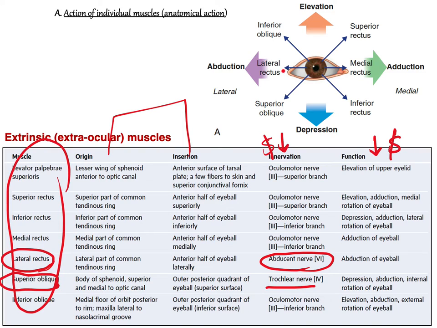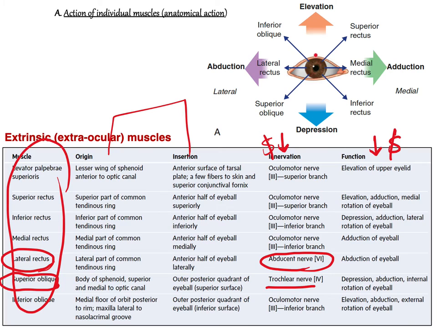I will give you rules, right? So the recti muscles are very simple. For example, you have the medial rectus and the lateral rectus. You have the superior rectus and the inferior rectus. First of all, forget what's written here, right?